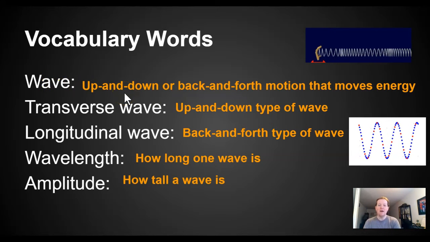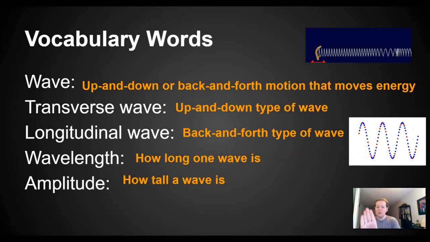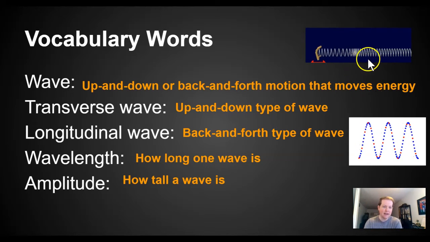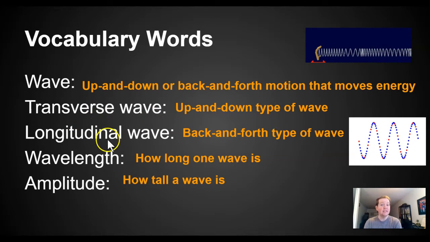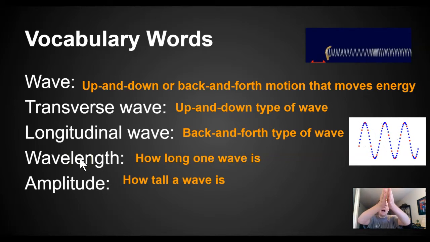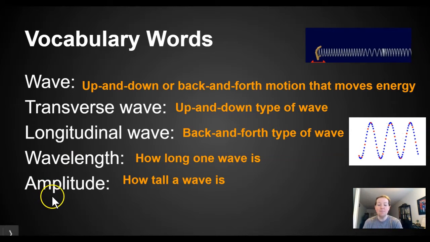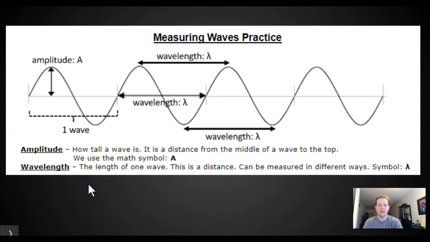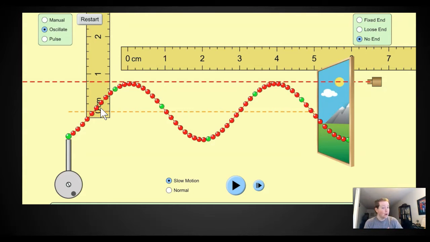Here's our definition of a wave: up and down or back and forth motion that moves energy. There's energy moving. Here are the two types of waves. And we also learned how to measure waves: wavelength, how long a wave is, and amplitude, how tall a wave is. Here is how you measure wavelength. Mr. Thrasher goes from a mountain to a mountain, the top of one wave to another top. This is the wavelength, how long a wave is. And amplitude, remember, is how tall, and you measure amplitude from the middle.